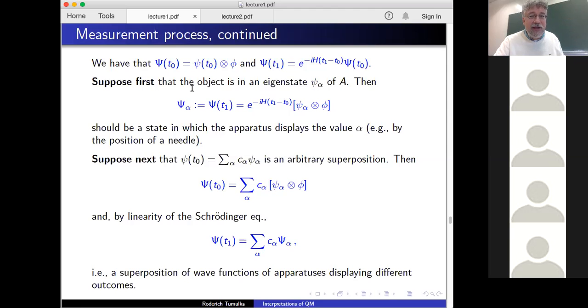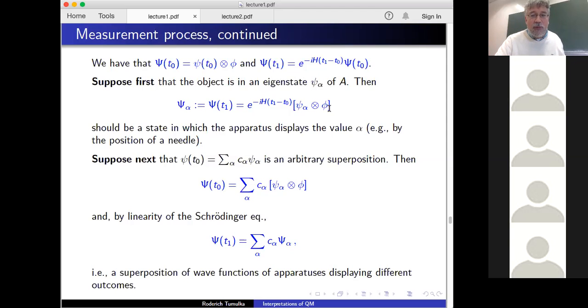Okay, now in order to see what's happening here, let's first consider a special case, namely the case that the object is in an eigenstate of A. So we assume now that this state lowercase psi, the state of the object that we put into this measurement process, is an eigenvector of A. Then we would hope that the measurement process yields the value alpha, which is the corresponding eigenvalue.